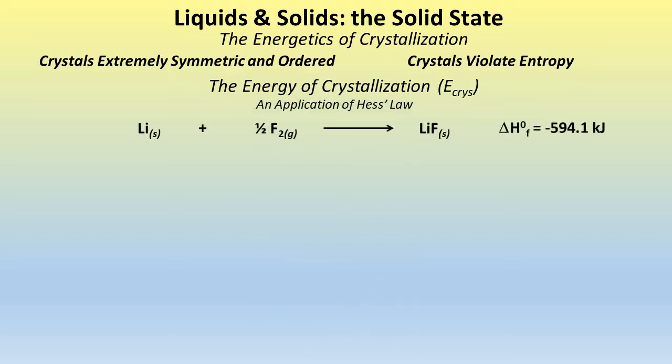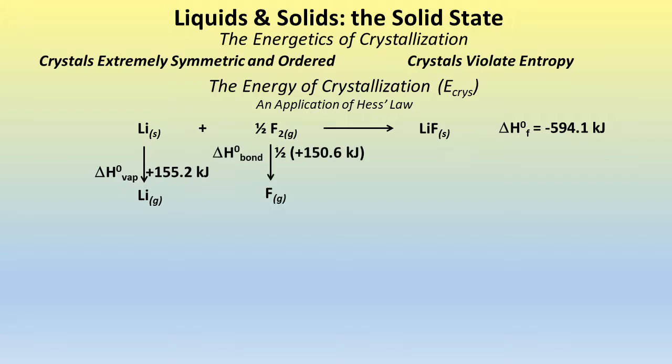In the simple example, we see the heat of formation of lithium fluoride from lithium metal and a half of F2 gas to be minus 594.1 kilojoules. Hess's law says we can go about making this crystal any way possible, and the sum has to stay the same. So to start with, we rectify phase. We vaporize lithium to the gas phase at 155.2 kilojoules. Additionally, we need only one fluorine, so we split the F2 at half of the 150 kilojoules per mole of the bond energy to get an F.